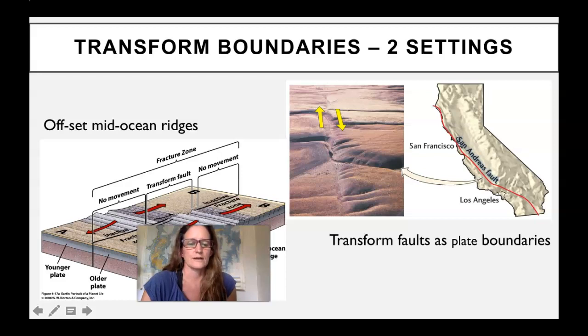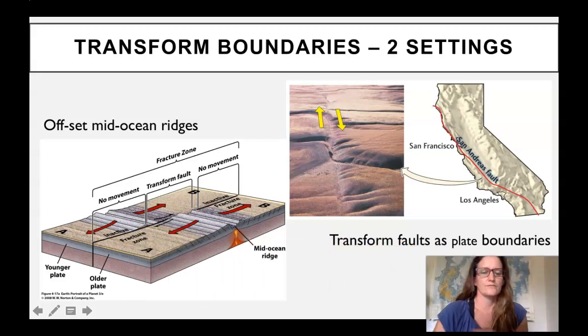Transform boundaries are like those in California. That's kind of the biggest one in the world. This is the San Andreas Fault System that cuts through from Southern California to Northern California. The very tippy Northern California up here, that segment is a subduction zone with the Juan de Fuca plate. Zooming in on, this is the Carrizo Plain. There's offsetting of these creek beds here. So that one is within continental crust.